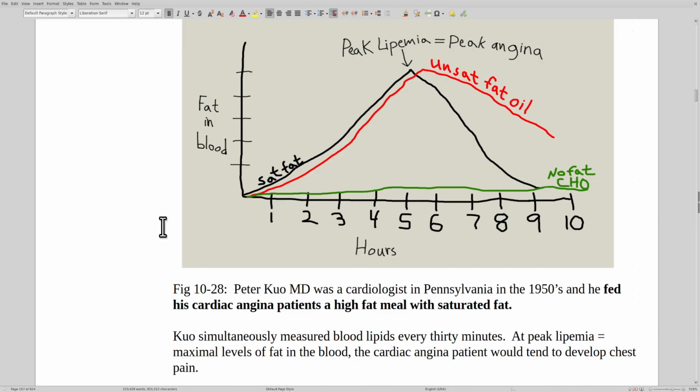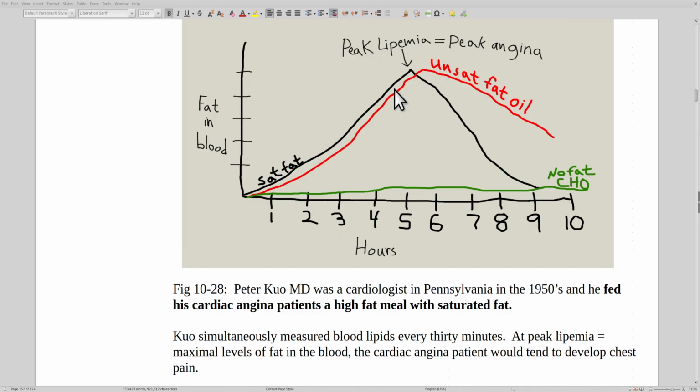Okay, here's a slide from the work of Peter Kuo. He was a cardiologist in Pennsylvania in the 1950s, and he fed his cardiac angina patients a high-fat meal with saturated fat. And then he drew their blood every 30 minutes. And what he noticed was it was at the time of peak lipemia that the patients were most likely to develop angina. And so this was related also in the 1950s to everybody learning about saturated fat being bad for you in terms of being atherogenic.